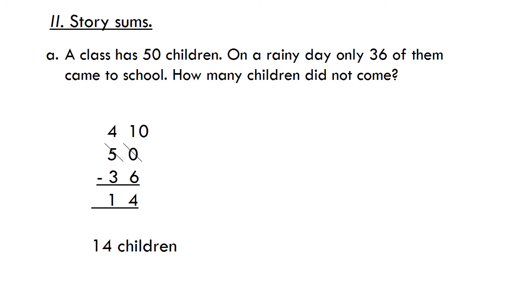subtract the tens column. 4 minus 3 equals 1. So 50 minus 36 is equal to 14. So children, 14 children did not come that day. 14 children.